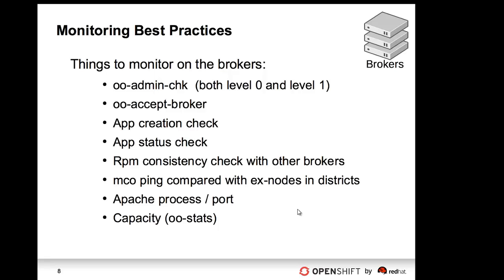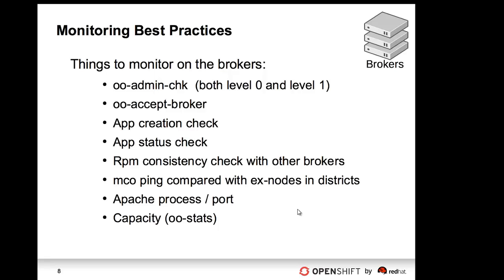Okay, and also we do an RPM consistency check. What the RPM consistency check does is it grabs the RPM list from all the brokers, including the versions of the RPMs, and then it compares them with all the other brokers.